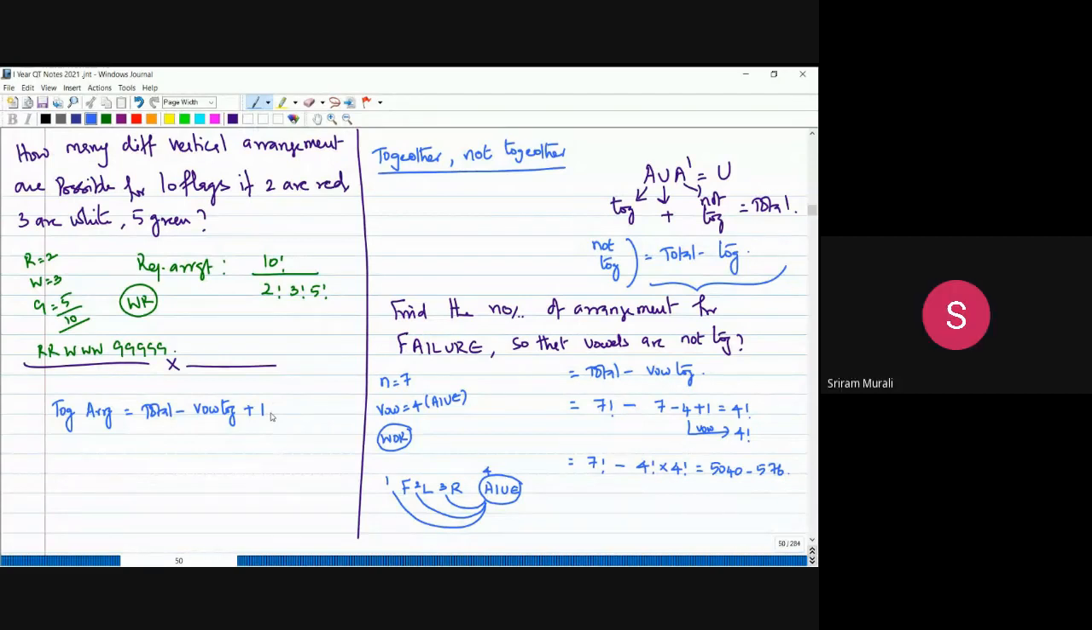First, we are arranging all the vowels between the consonants. It is one arrangement. Arranging vowels itself is another arrangement. That is why it is 4 factorial into 4 factorial.